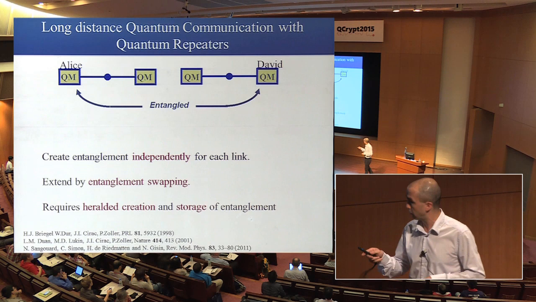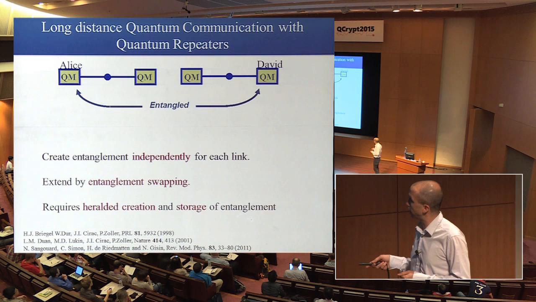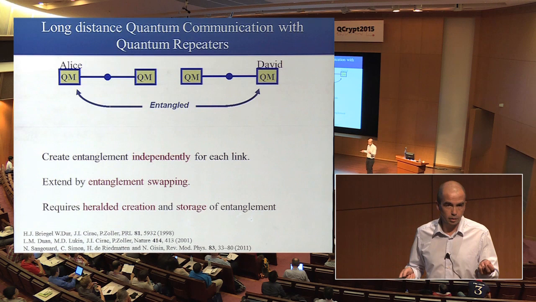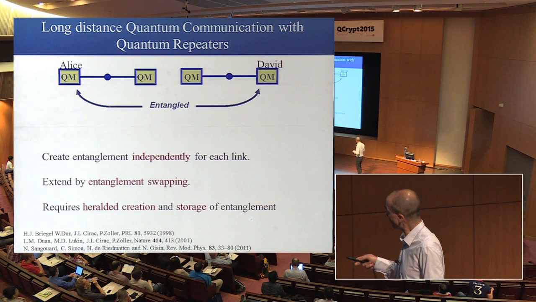So the quantum memory here is used as a kind of way to synchronize the different parts of the network. And the other important thing, which will have some implications, is that the creation of entanglement in each segment, and also the different swappings, need to be heralded. It means that you need to have a classical signal that tells you, okay, now your memories, which are far away, are entangled. And this, we will see, will have some implications.